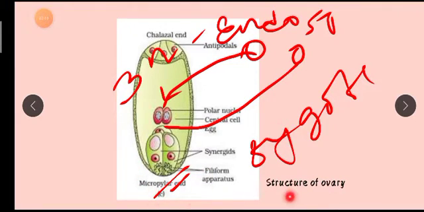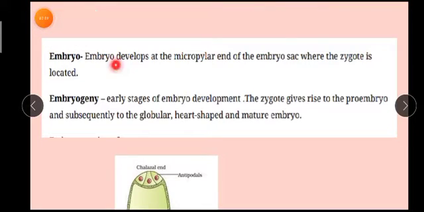Okay, so this is the diagram of the structure of an ovary. In your micropylar end, that means the lower end of the embryo sac, in that portion only your embryo is developed, where your zygote is located. How is the zygote formed? After the fusion of one male gamete with your egg. Okay, and embryogeny is the early stages of embryo development.